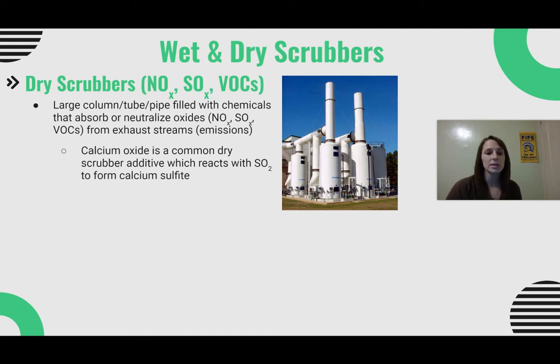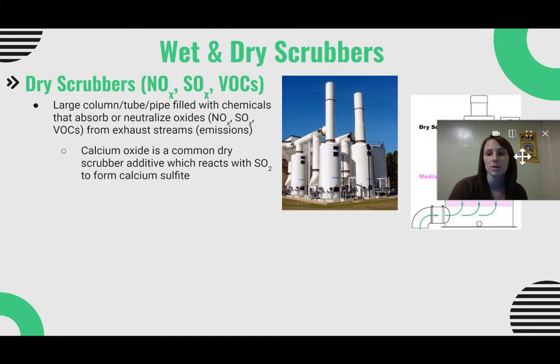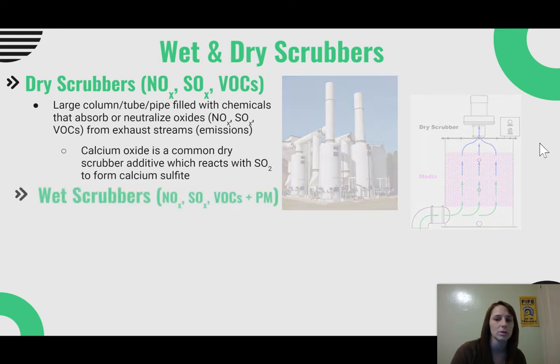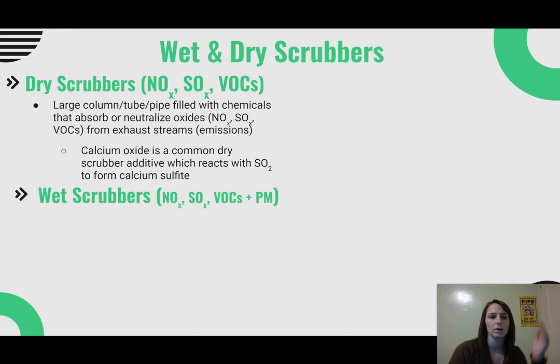Calcium oxide is going to be a really common one that we have in there, and it reacts with sulfur dioxide to form calcium sulfite. So these chemicals are going to go in, and they're going to neutralize all of these air pollutants so that they aren't going to be released. So if you see here, you've got this process happening, and then you've got a dry scrubber that's going to have these chemicals in it that are going to be working to decrease the air pollutants.